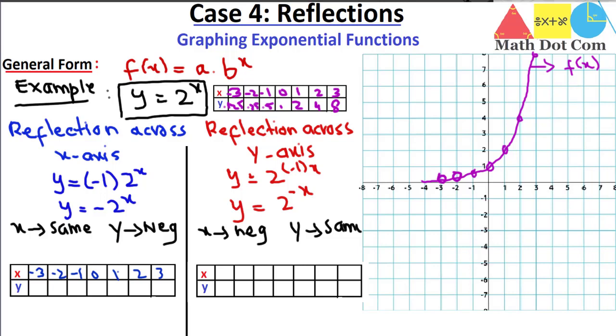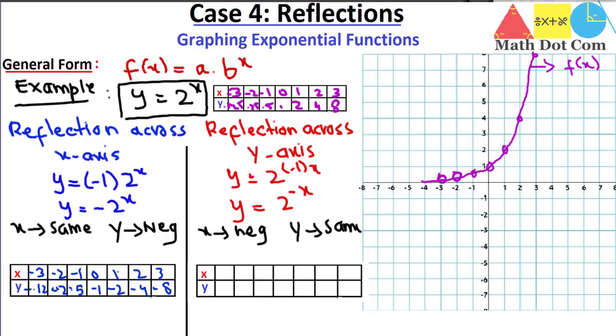So for -3 it will be -0.125, for -2 it will be -0.25, for -1 it will be -0.5, for 0 it will be -1, for 1 it will be -2, for 2 it will be -4 and for 3 it will be -8. It means the magnitude will remain the same, just the negative sign will be added and the direction will be opposite.